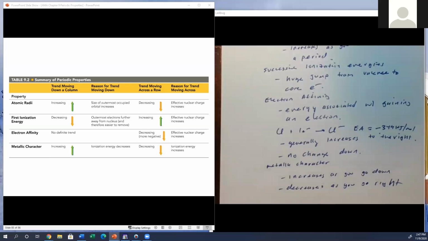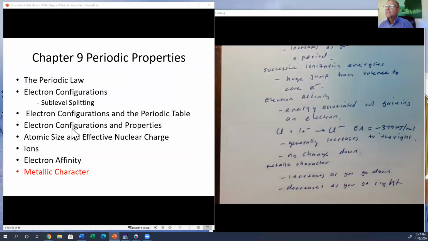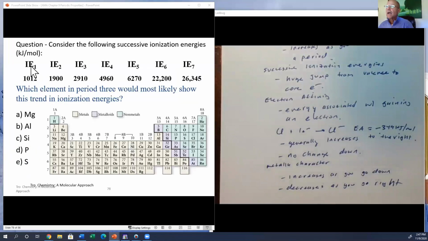What are successive ionization energies? Like, what does that mean? That means when you have a series of them one after the other, like IE1, IE2, IE3. These are successive ionization energies. So for phosphorus, this is how much it takes to take away the first electron, second electron, third electron, fourth electron, fifth electron, then bam, you hit a big wall. Why? Because now you're taking away the core electrons, so ionization energy jumps way up. Okay. Cool.